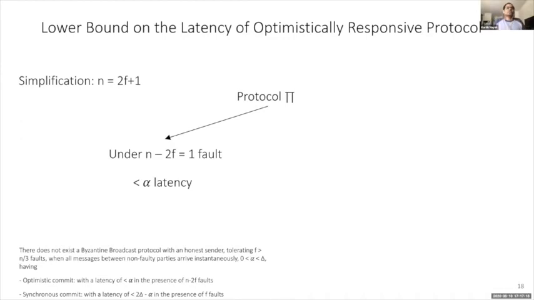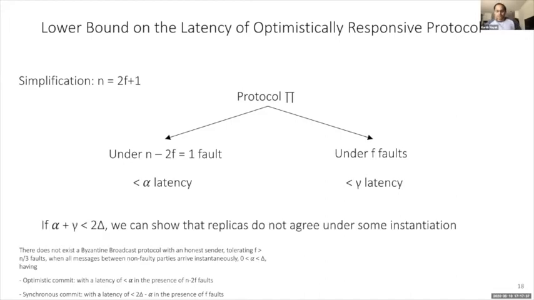So the first question is, how does your protocol behave when there is only one fault? And you come back and tell me that your latency is alpha. And then I ask you, how does your protocol behave when there are F faults and everything else is good? And you come back and tell me that your latency is gamma. I check if alpha plus gamma is less than 2 delta. And if it is, then I can show you that your protocol does not achieve the agreement property or the safety property. So it does not even give you consensus.